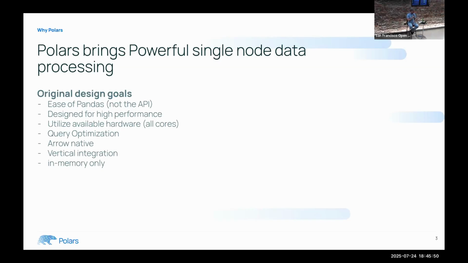So the original design goal was the ease of pandas, though not the API. I didn't like the API. It was very hard for me to reason about what it was doing. And it was very procedural, which led to sort of unreadable code. You saw how it was doing something, but not what the intent was.